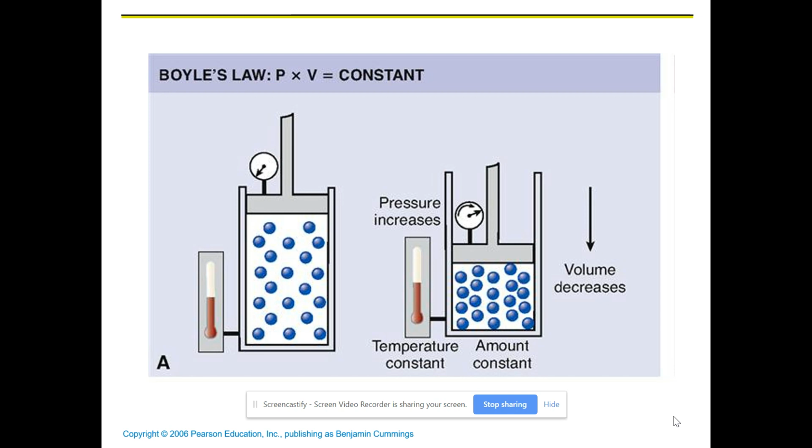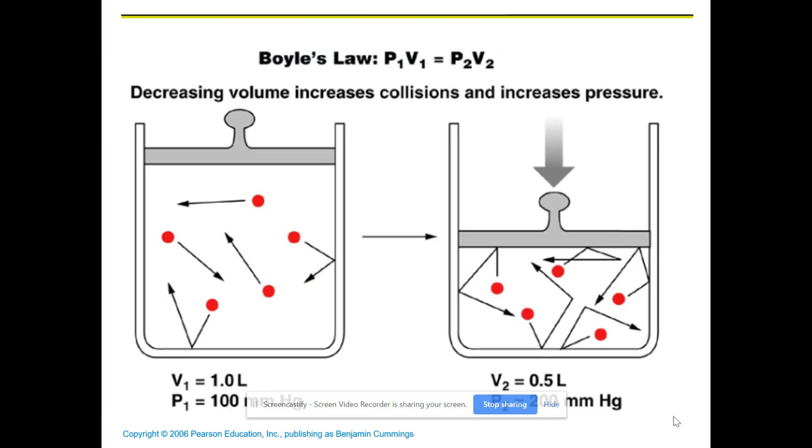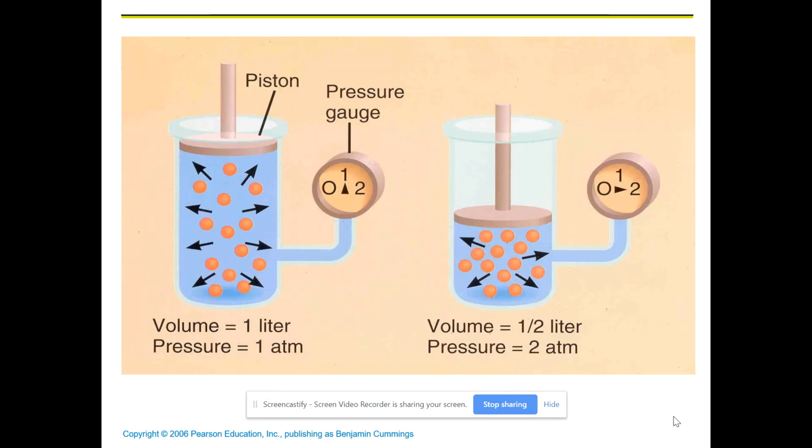What we're going to change is volume. So going from A to the other one, we can see that the volume decreased. And if you look at the gauge, automatically pressure increases. So again, if we decrease the volume, pressure goes up.